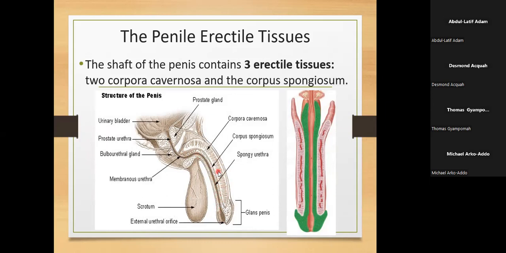This is the corpus spongiosum. The corpus spongiosum is directly linked with the urethra. Then the bigger one is the corpus cavernosa. If you look at this picture, you see that the corpus cavernosa will be two, because the urethra is lined by the corpus spongiosum, like this. So in that case, the cavernosa will be here and will also be on the other side.